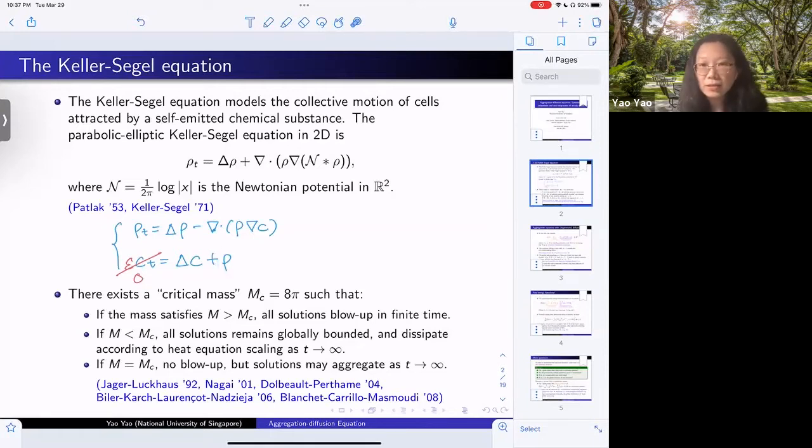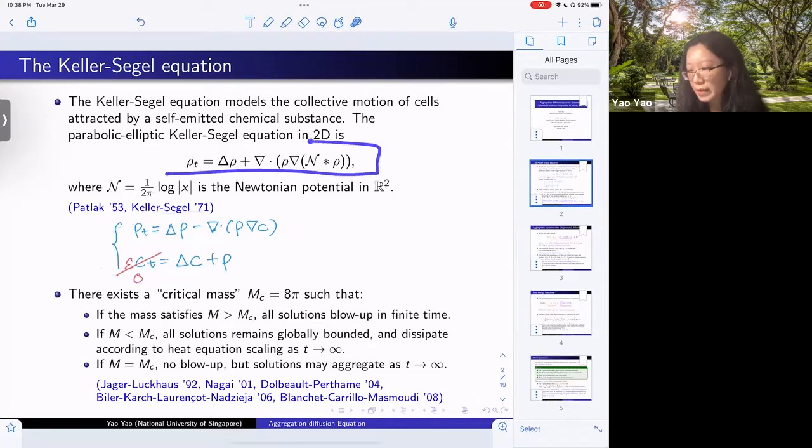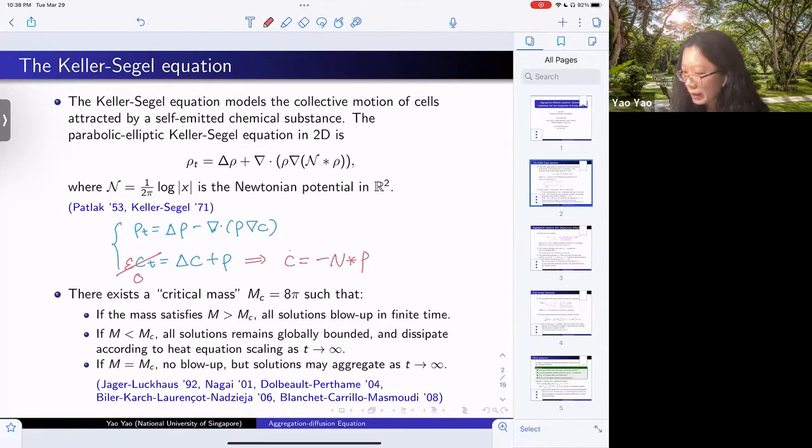In this case, the system is called the parabolic-elliptic Keller-Segel equation because the second equation becomes an elliptic equation. To see the connection between this parabolic-elliptic system and that one single non-local equation, notice that the elliptic equation allows us to simply represent C as the negative Newtonian potential convolved with rho, and then plugging it into the first equation exactly gives us this convolution term with the kernel being the Newtonian potential.